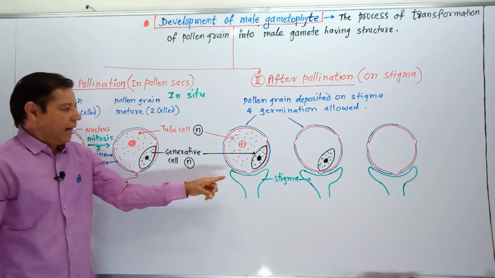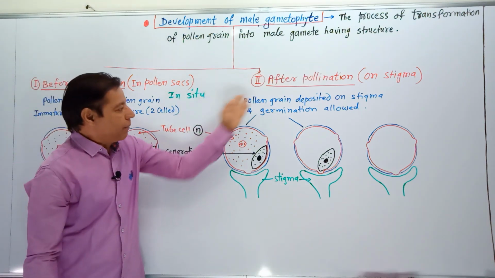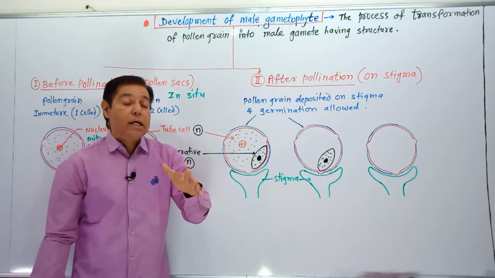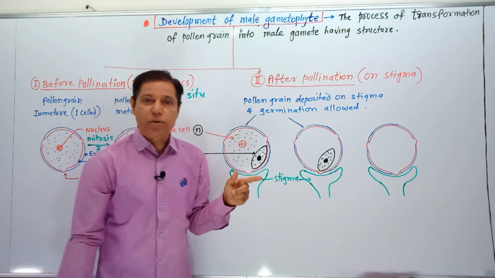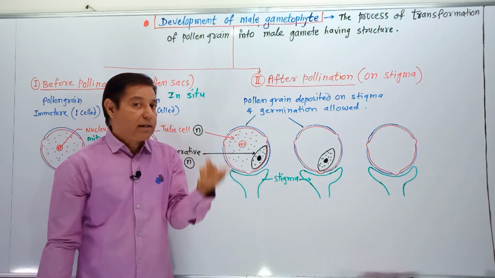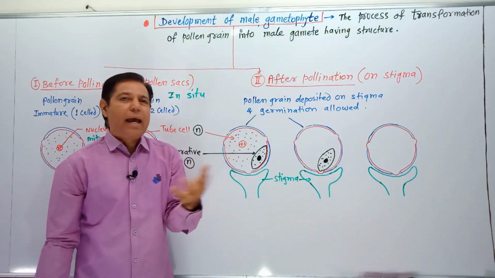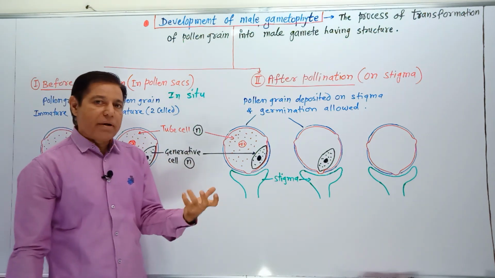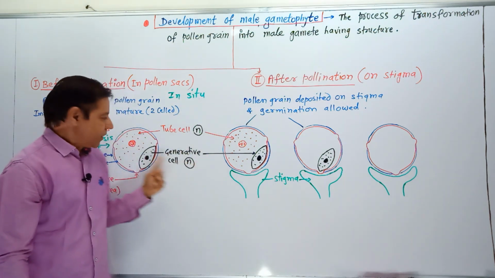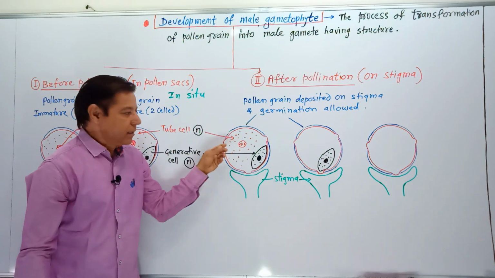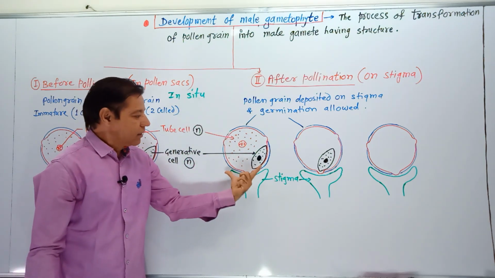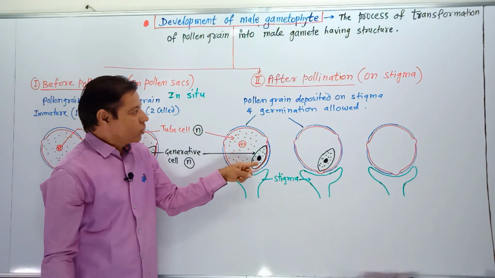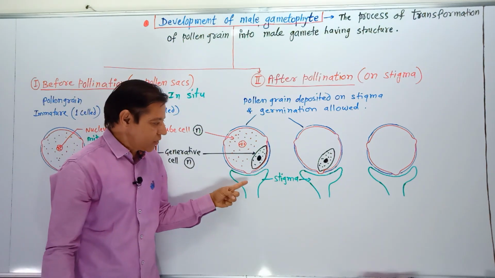In this way, after pollination, the two-celled pollen grain is shed by about 60% of angiosperms, while the three-celled pollen grain is shed by approximately 40% of angiosperms. The most common method is that two-celled pollen grains are deposited over the stigma by the process of pollination. Here the two-celled pollen grain is deposited over the stigma.